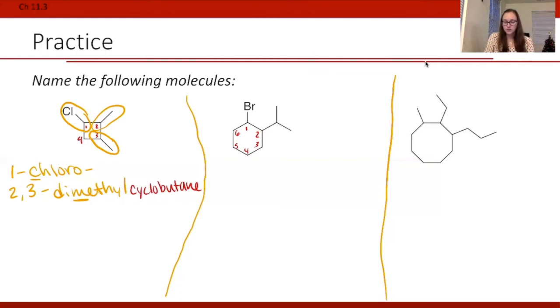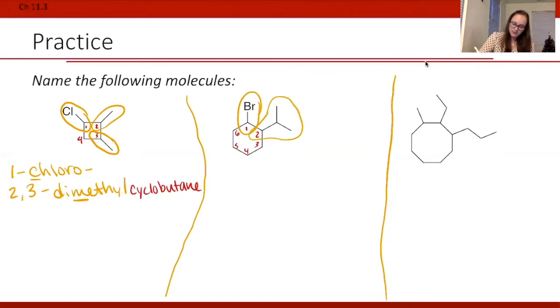So bromine versus a carbon. Even though the isopropyl group is overall bigger, we're only looking at the atom connected to the carbon chain or the cycloalkane. Therefore, this is the correct numbering. Bromine is a bigger atom than carbon based on the periodic table. Let's go ahead and circle our substituents again, so we know what we're talking about.